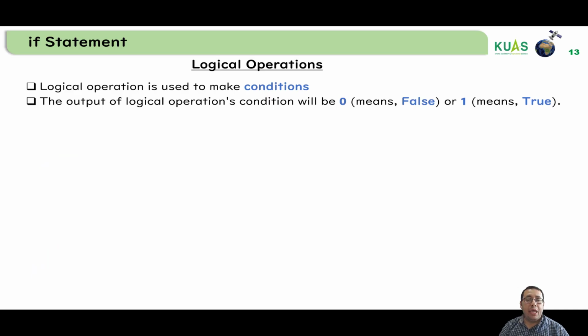In this video I'm going to talk about the if statement in MATLAB. Before going to the if statement, we should know that in the if statement we should check some condition. To create a condition, we can use logical operations. If we have a condition, there are two possible answers: true or 1, or false or 0. True is 1 and false means 0.